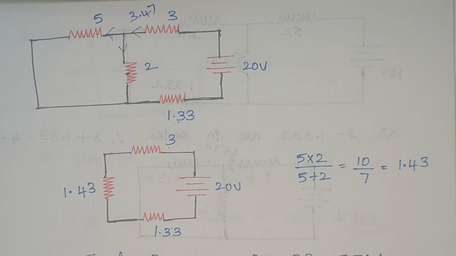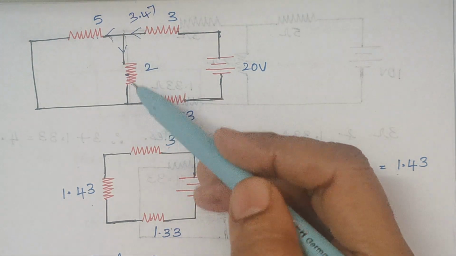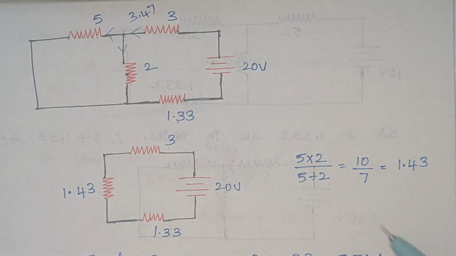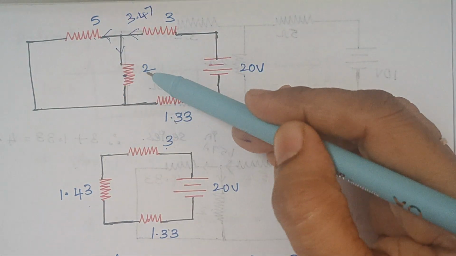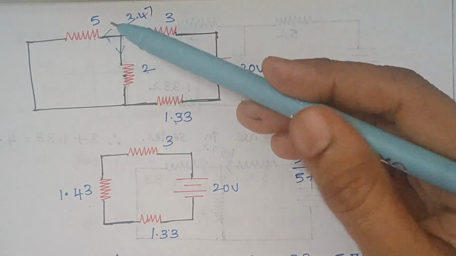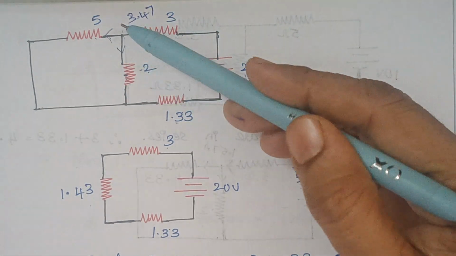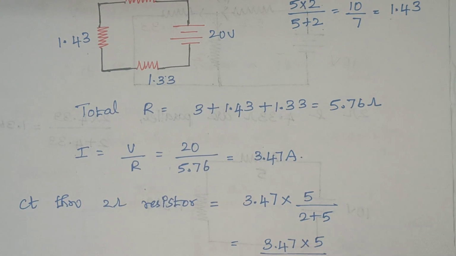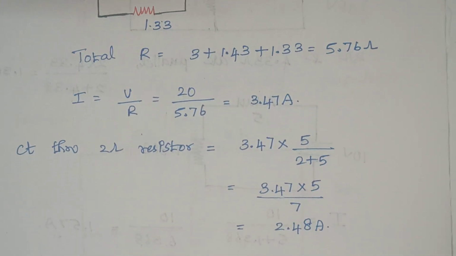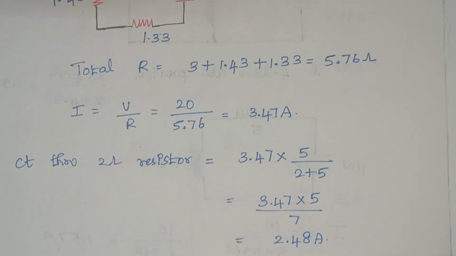But actually we need the current that flows through this 2 ohm. So again use current division rule. Total current into opposite resistance. The resistance that is opposite to this 2 ohm is 5 divided by total resistance, which is 2 plus 5, right. So this is what I had written here. So here finally the answer is 2.48 amps, right.